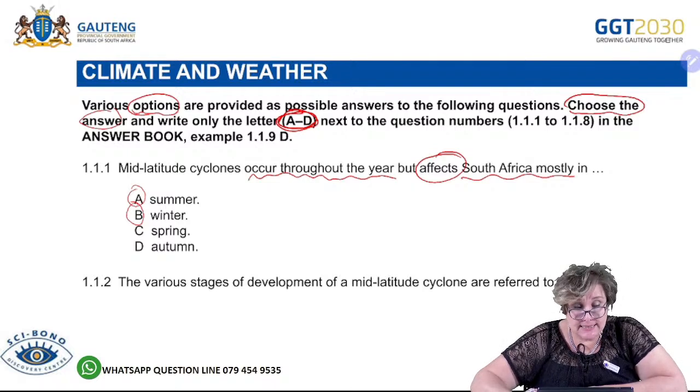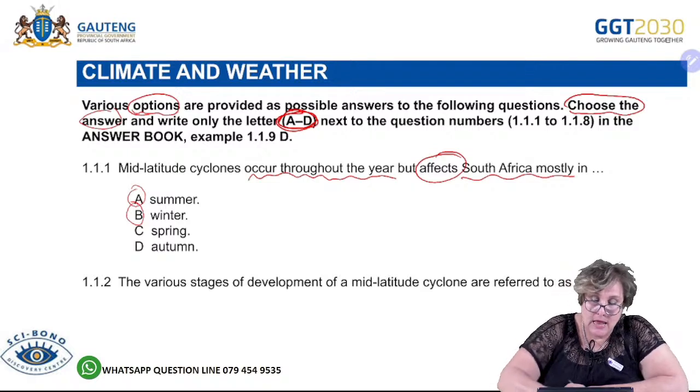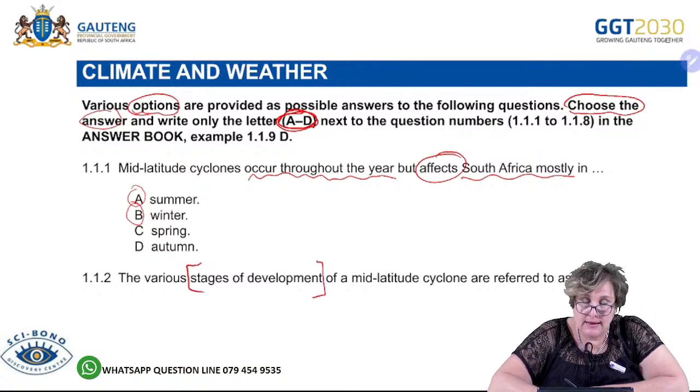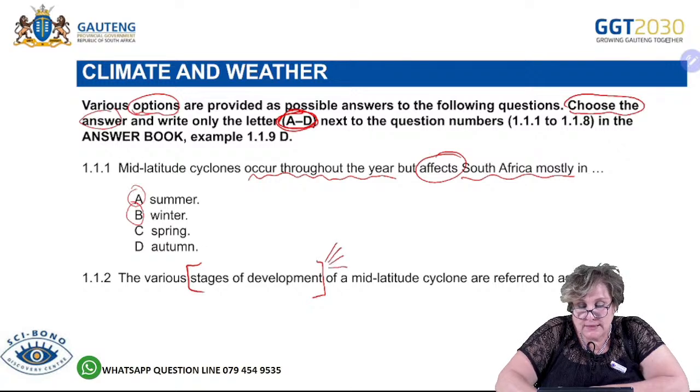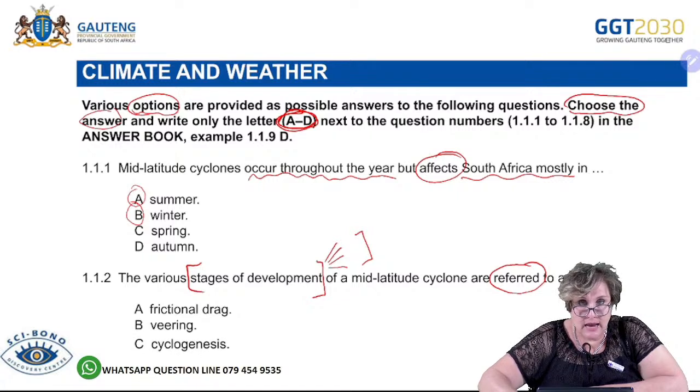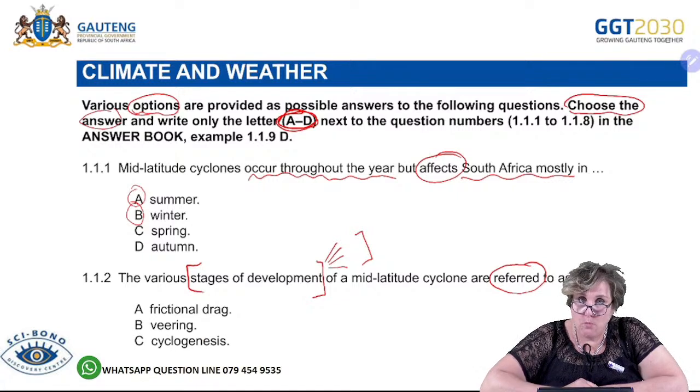The various stages of development of a mid-latitude cyclone are referred to as. Here is the keyword that you need to highlight. Stages. Now you must think of the 4 stages. But if I have those 4 stages, what do we call it? So let's look at the options available. A, frictional drag, B, veering, C, cyclogenesis, or D, backing.